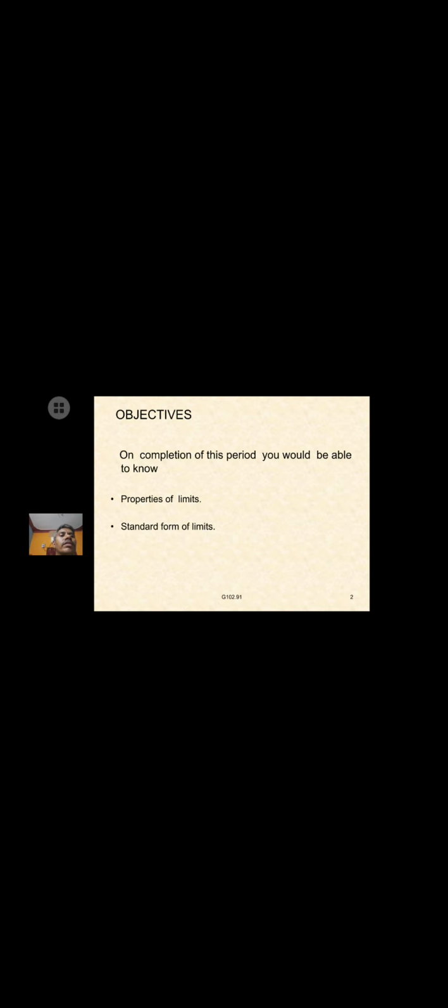Objectives of this class: on completion of this period you would be able to know properties of limits, standard form of limits, methods of limits.